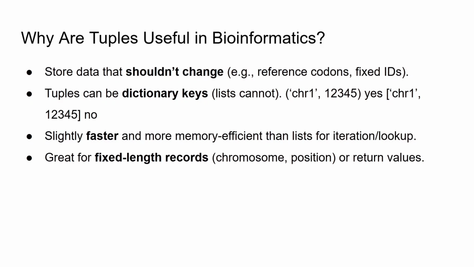Third, tuples are slightly faster and more memory efficient than lists when you iterate over them or look up data. So if you are dealing with large data sets, using tuples can save some performance. Finally, tuples are ideal for fixed length records. For instance, if you want to store a chromosome and a position together as a pair, or return multiple values from a function like gene name and expression level, tuples are perfect because the structure is fixed and clear. In short, whenever you have data that is fixed, needs to be accessed efficiently, or used as dictionary keys, tuples are the way to go.